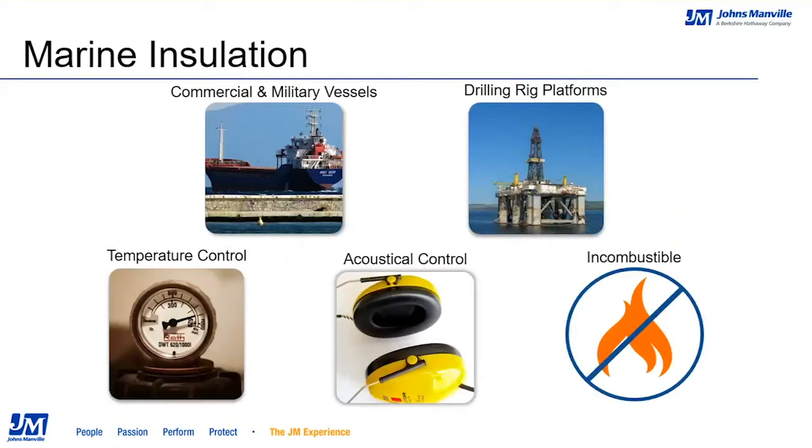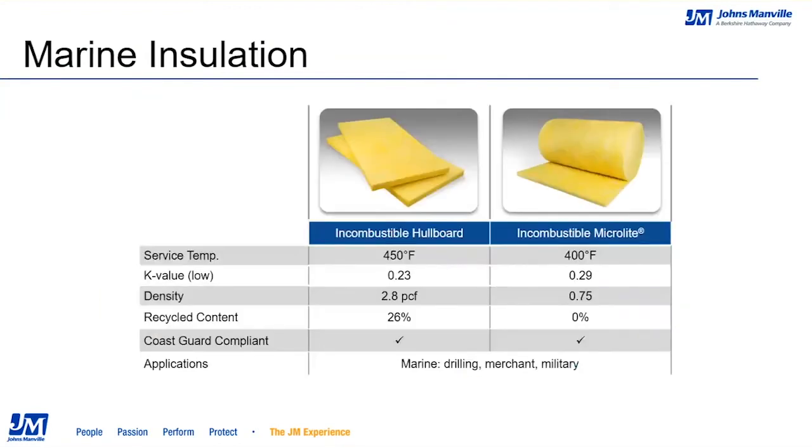They offer the same benefits we've covered, temperature control and acoustical control. However, incombustible whole board and incombustible microlight are also rated as incombustible, which can be a critical feature in marine applications. Here's a quick look at the differences between incombustible whole board and incombustible microlight. The primary physical difference is one is a board product and one is a blanket product. That means different densities and thermal performance.